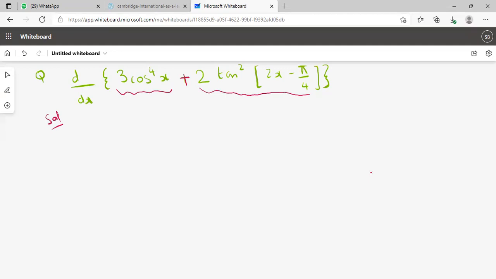We have 3. 3 would come here as it is. Now this is cos to the 4x. You cannot write minus sign to the 4x directly. Never ever do that. We are going to solve it like a bracket. So simply 4 would come here and we would be left with cos x whole cube. Now we need to write down the derivative of this function. What is the derivative of this function?